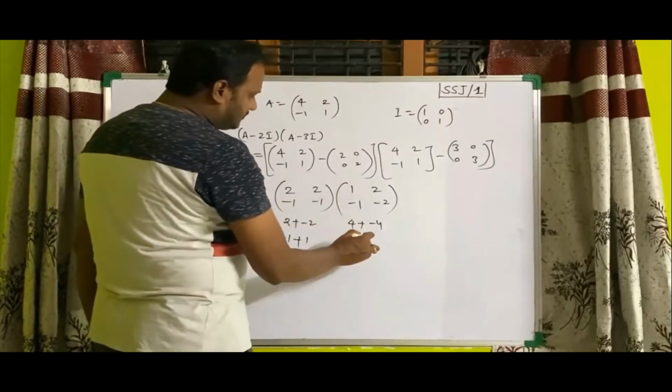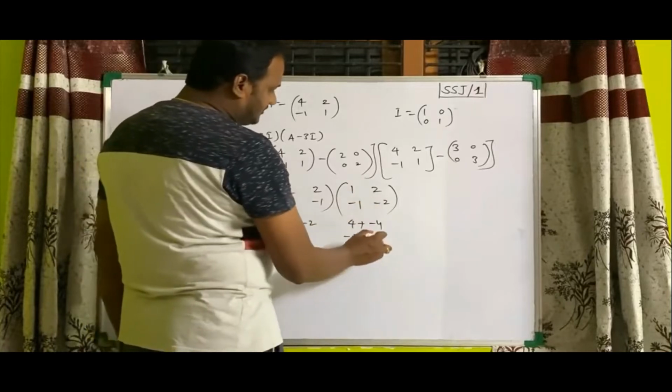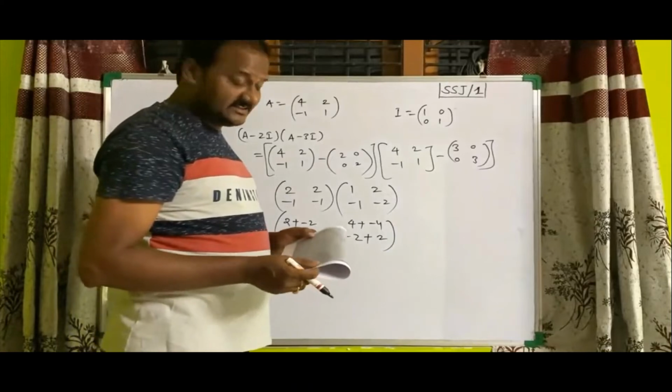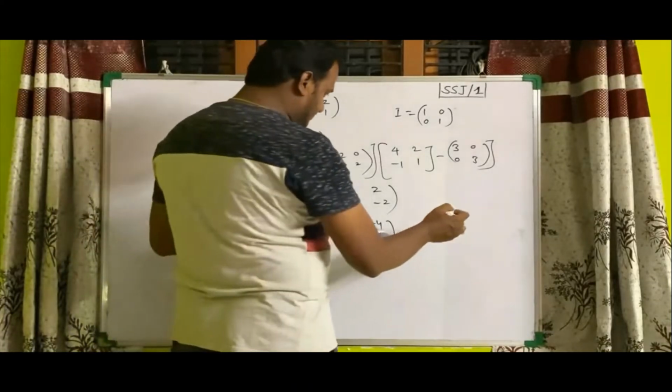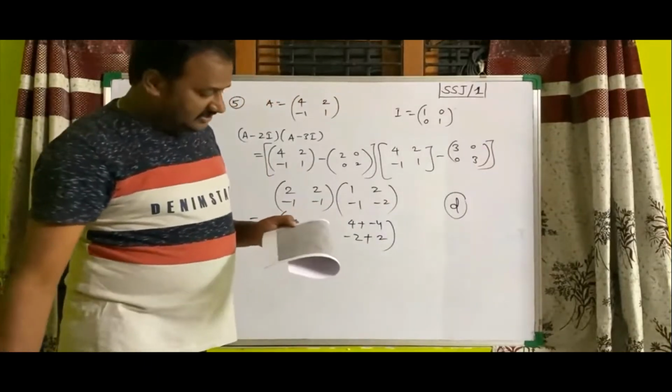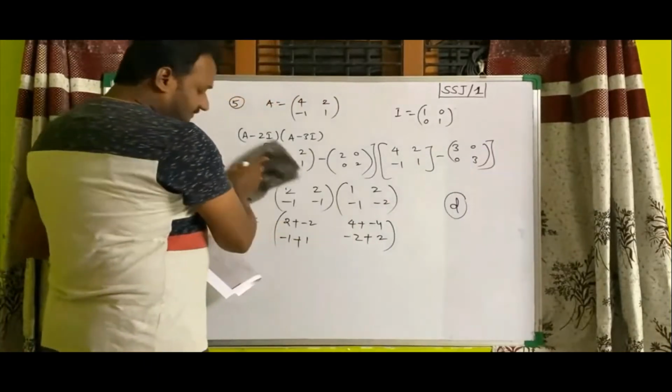Similarly, minus 1 into 2 is minus 2 plus minus 1 into minus 2 is equal to plus 2. So what did you get here? I think you get a 0 matrix. So where is that 0 matrix? That is D. It is easy, right? So coming to sixth problem.